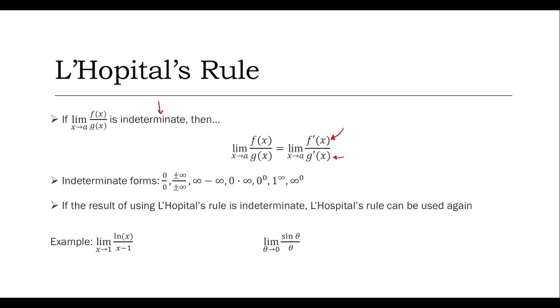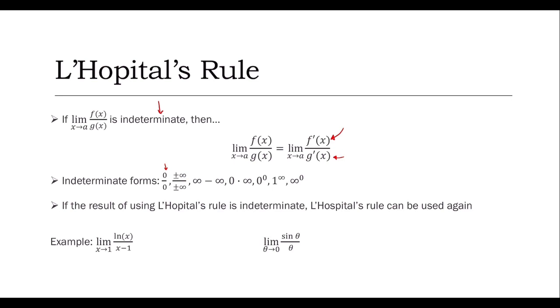So your indeterminate forms would be something like 0 over 0, negative or positive infinity over negative or positive infinity, infinity minus infinity, 0 times infinity, 0 to the 0, 1 to the infinity, or infinity to the 0. And if your result of using L'Hopital's rule is indeterminate, you can use the rule again and take the second derivative to see if it's still indeterminate.